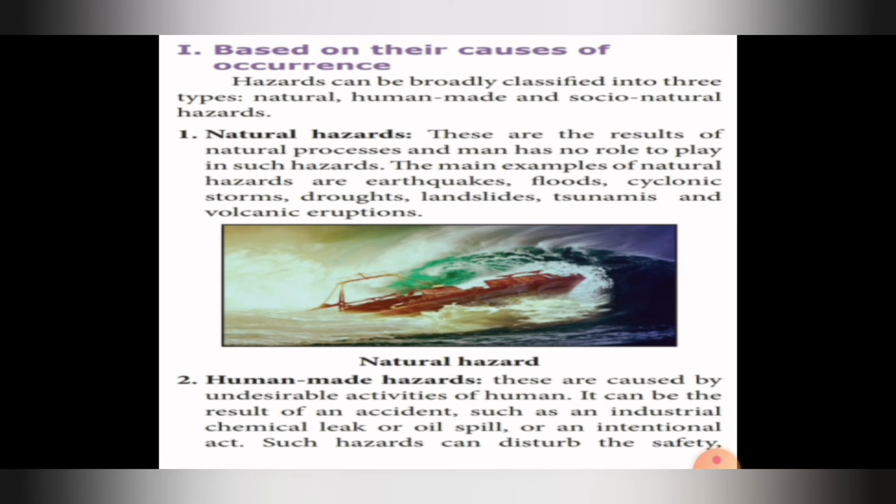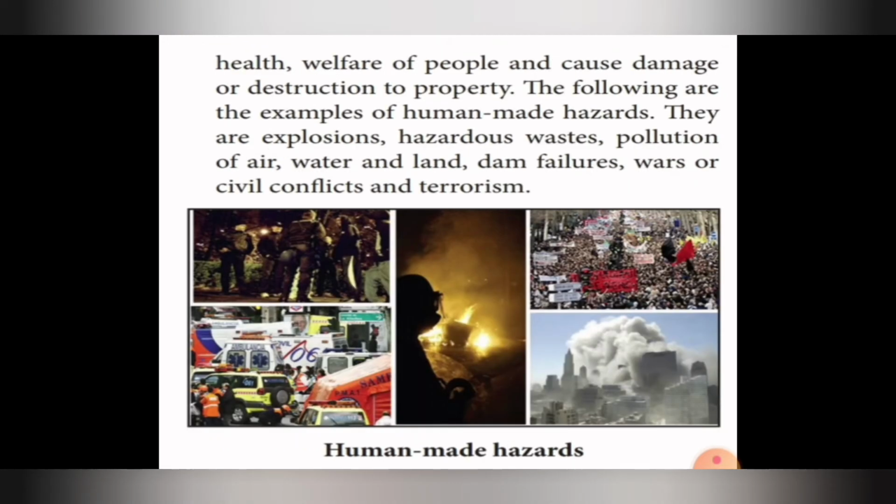What they are telling, it can be the result of an accident. An accident is made by whom? Obviously it is human, right? Such as in industries many chemical leakages will happen, that is caused by whom? Human, right? Next, oil spills, okay, என்ன கசிவாகிறது, right? Intentional act, பர்பஸாக ஏதாவது என்ன பண்ணுவாங்க, ஃபேக்ட்ரிலேயோ இல்லை இண்டஸ்ட்ரியிலையோ, ஹசார்ட்ஸ் உண்டு பண்ணுவாங்க, ரைட்? Fire, like fire making, okay, fire accidents. Such hazards can disturb the safety, health and welfare of the people, right? And it can create damage and destruction for the property also.